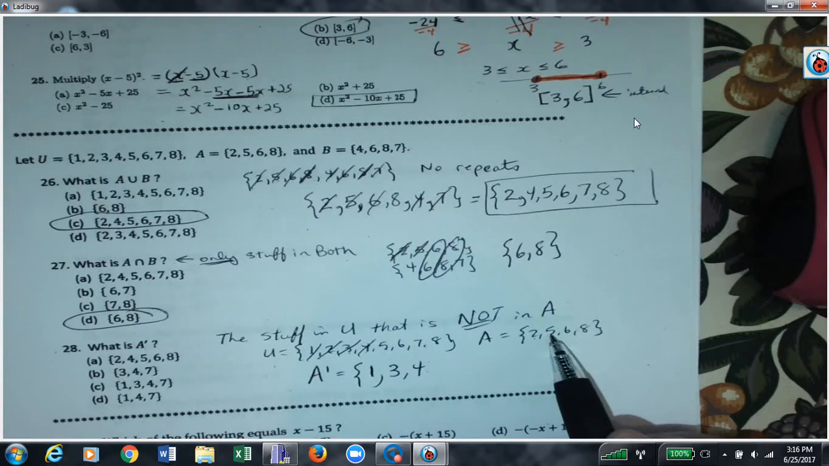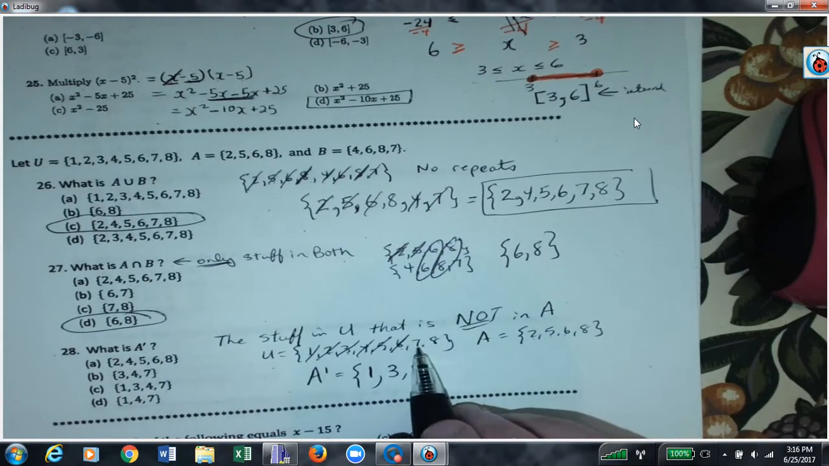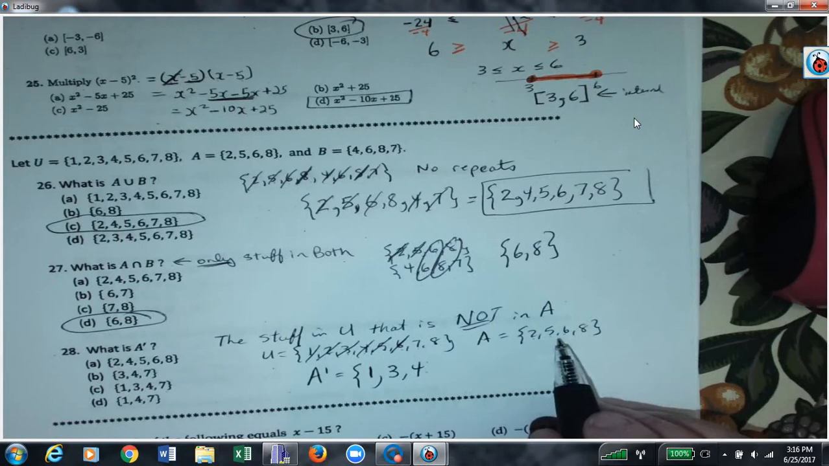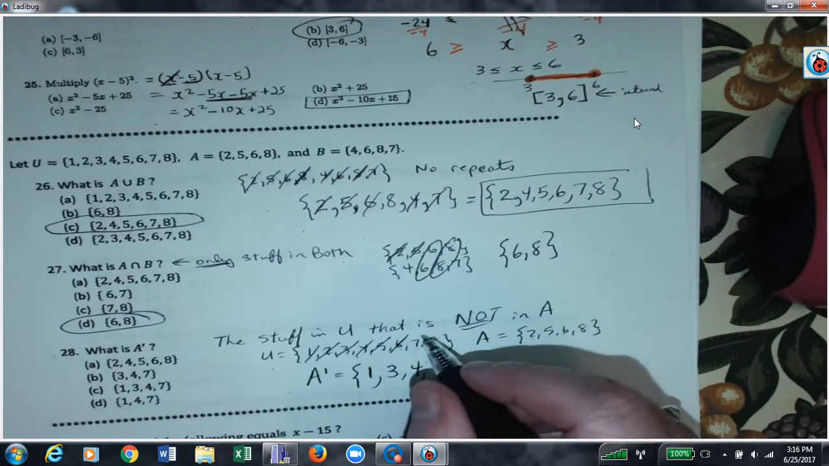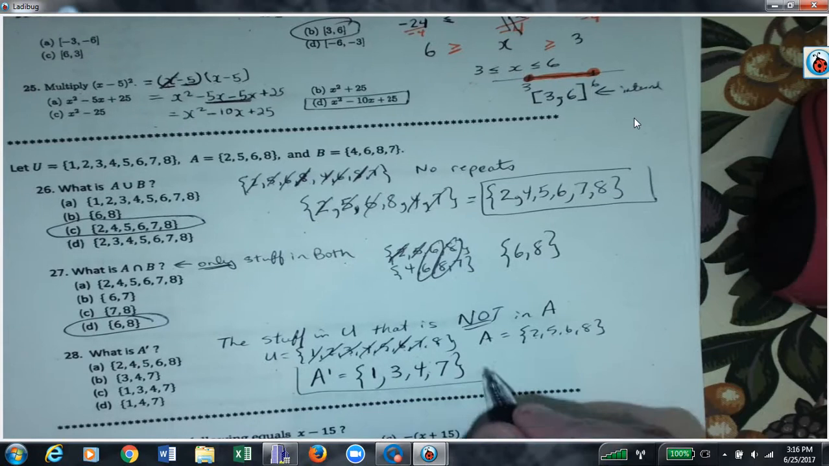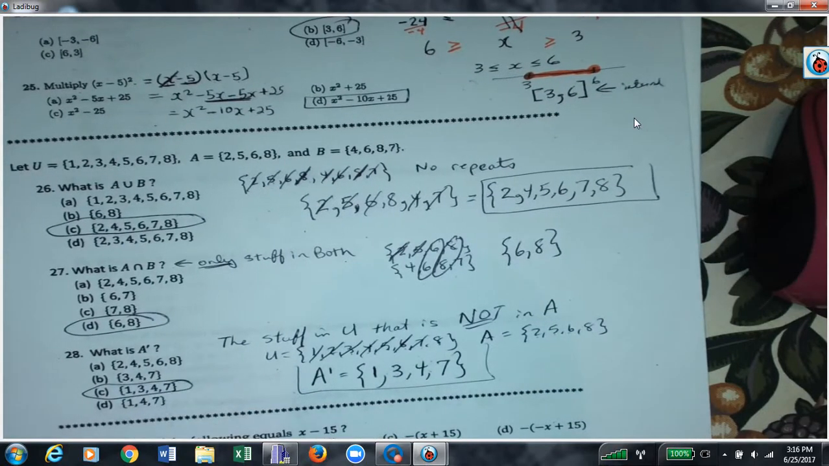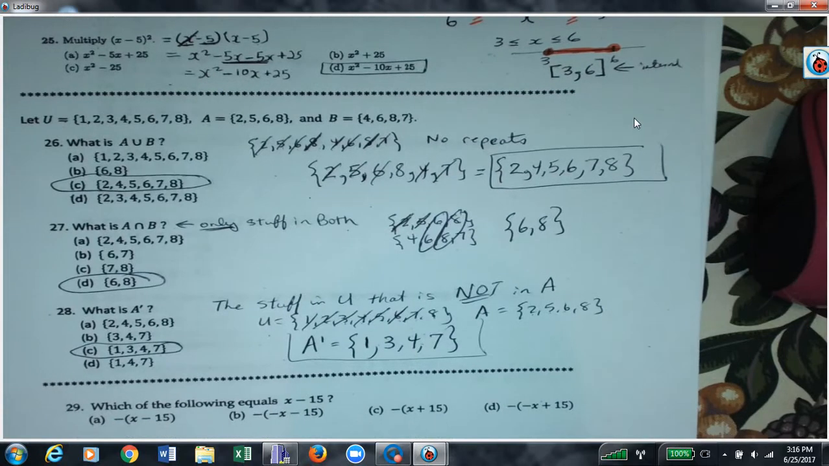5 is in U, but it's also in A. 6 is in U, but it's also in A. 7 is in U. Is it in A? No, so it's in the complement of A. 8 is in U, but it's also in A. This is the complement of A: 1, 3, 4, 7. So the answer to number 28 is C.